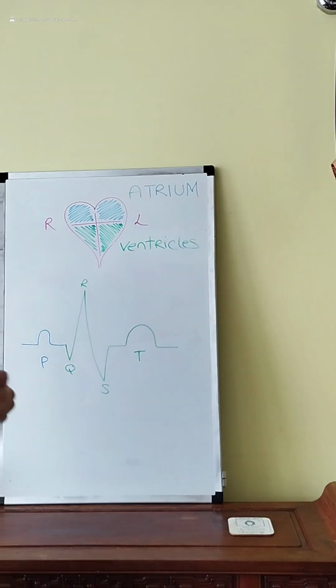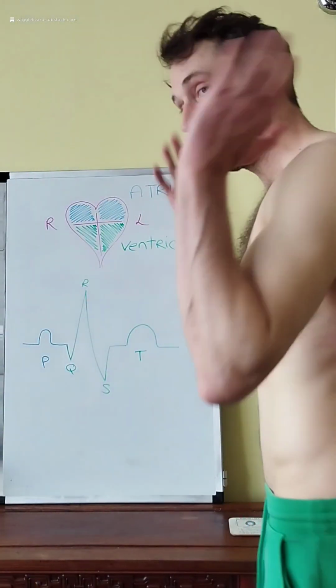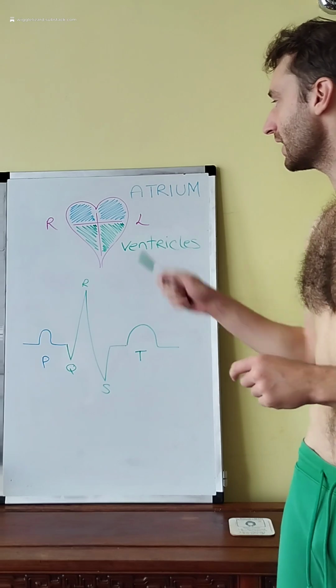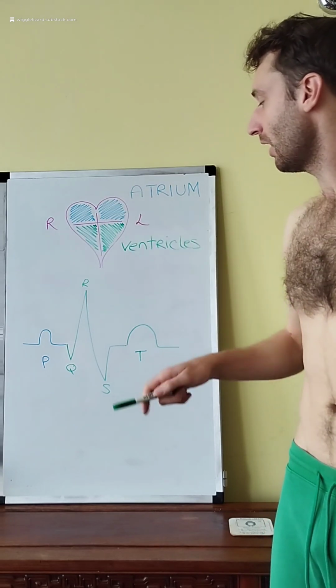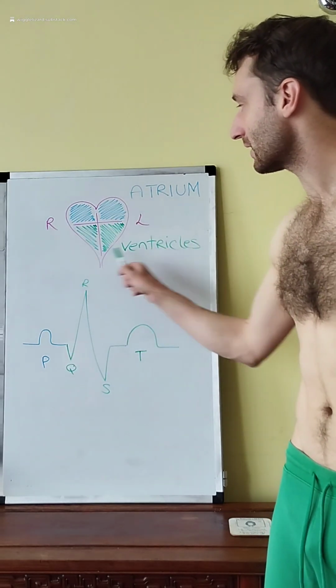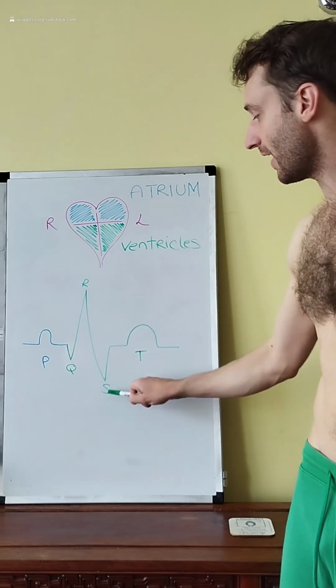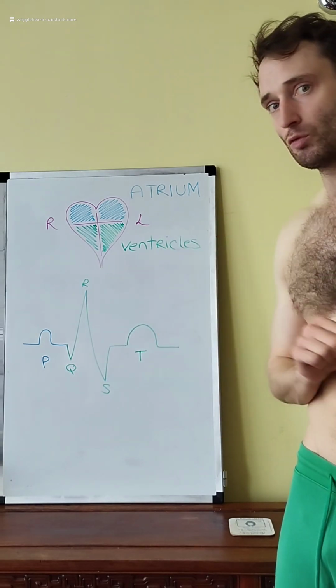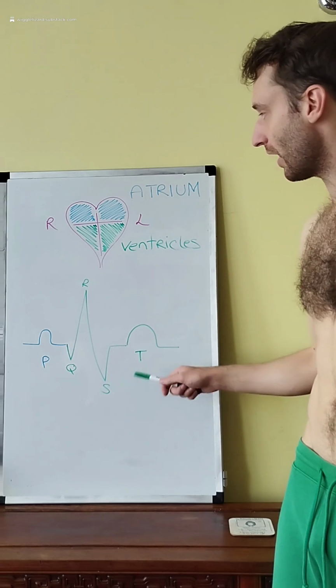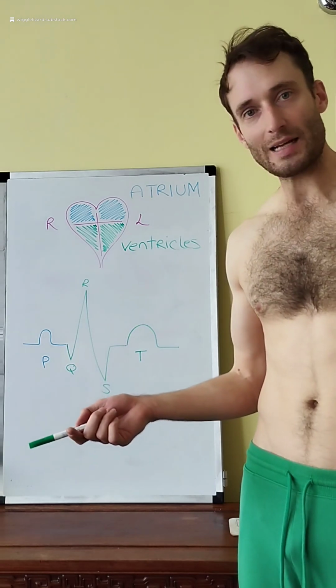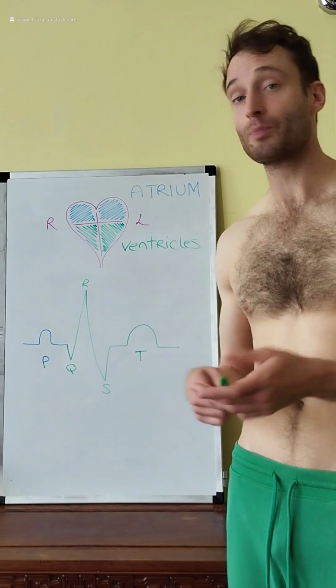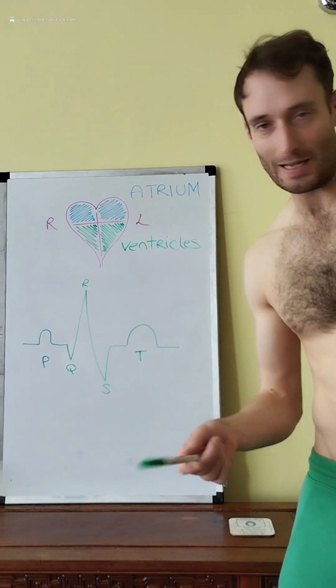Okay, now, what some of you might be thinking, potentially, is, well, we've said that we're contracting the atria, and that's the P wave. We've contracted the ventricles, and that's our QRS complex, and we've relaxed and refilled the ventricles, which is our T wave. But what about the relaxation and refilling of the atria? Well, it happens, but you can't see it.